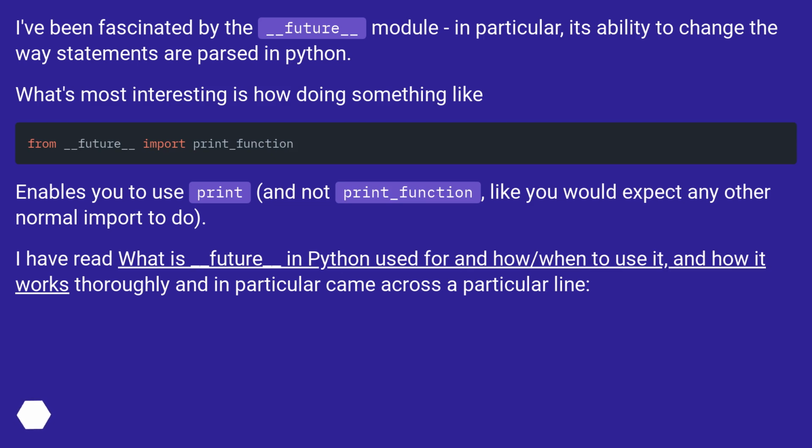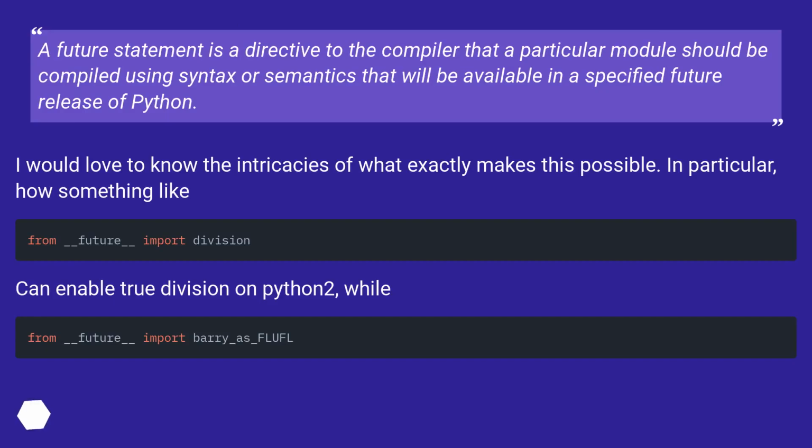I have read "What is __future__ in Python used for and how/when to use it" and "How it works" thoroughly, and in particular came across a particular line. A future statement is a directive to the compiler that a particular module should be compiled using syntax or semantics that will be available in a specified future release of Python. I would love to know the intricacies of what exactly makes this possible.